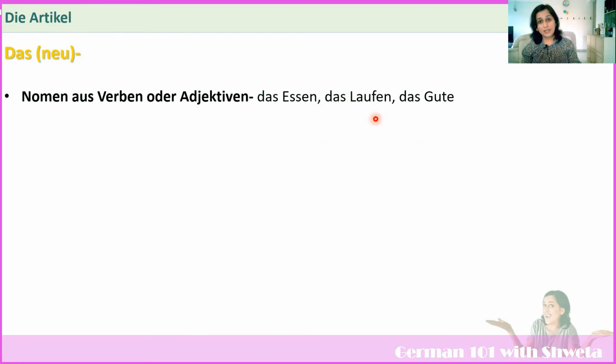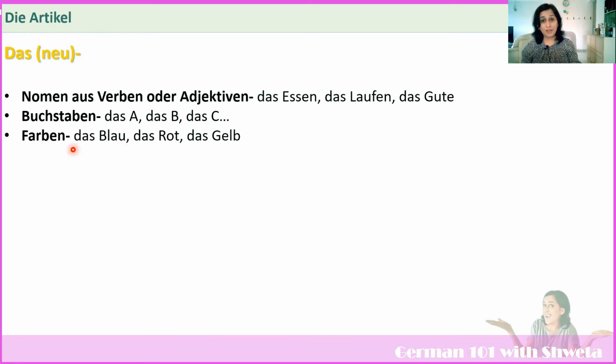Das Laufen means the running. Again, laufen is also a verb. It means to run, but it does not have article. Das Gute means the good thing. By now, most of you will know that gut is good and it is adjective. Adjective is adjective. Das Gute is a noun from that adjective, means the good thing. Buchstaben, letters, zum Beispiel das A, das B, das C, das D und so weiter and so on. Farben, colors, das Blau, blue, das Rot, red, das Gelb, yellow.